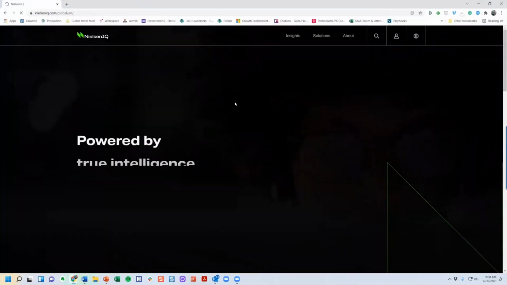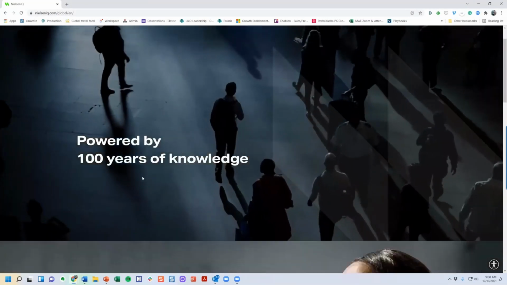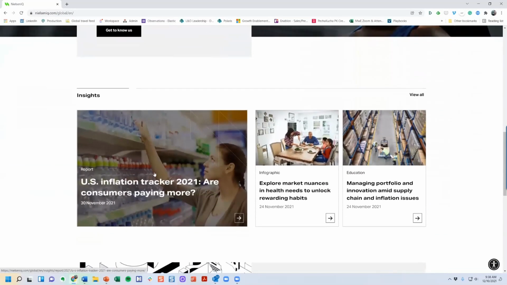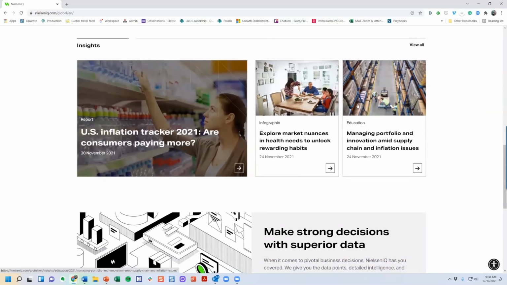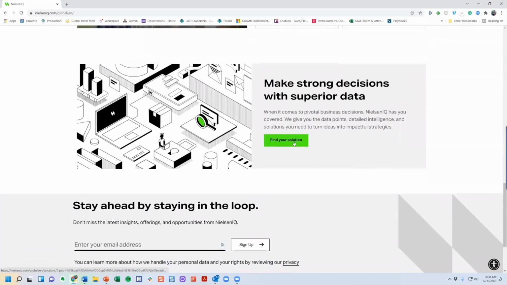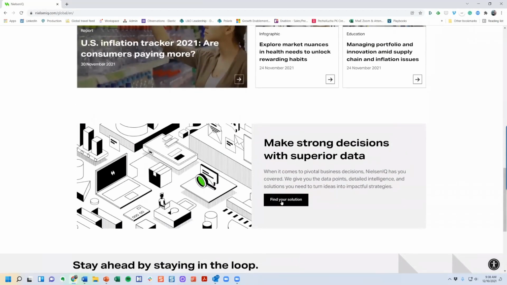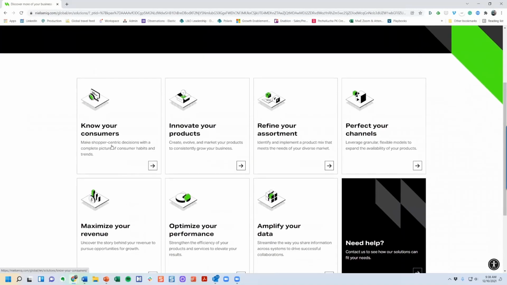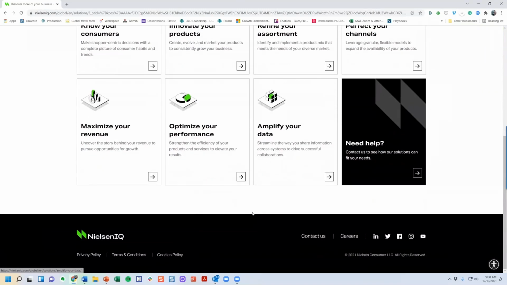You go to their website. They're talking about intelligence, collaborative data, 100 years of knowledge. We deliver facts. They're tracking inflation. See, here's the supermarket shelves. Here's warehouses. Make decisions. So you want to go through their website. What are the solutions they're selling? Know your customers, consumers. Innovate your products. Refine your assortment. Perfect your channels. Maximize your revenue. Optimize your performance. Amplify your data. What do these things actually mean?